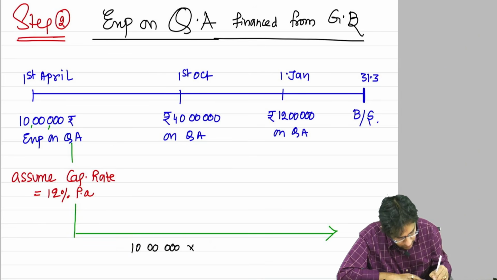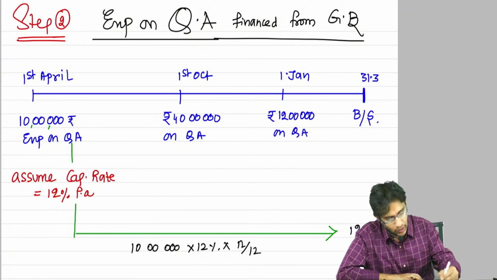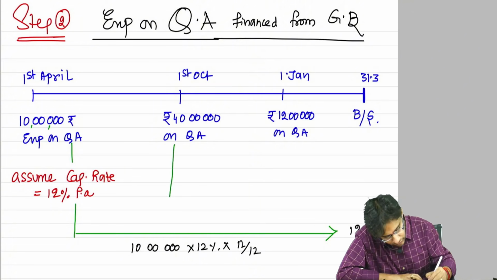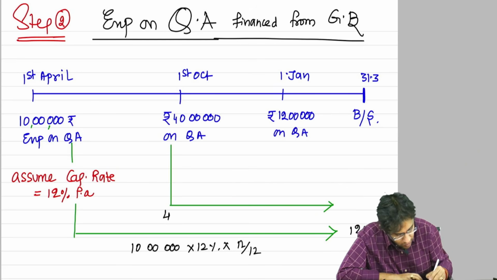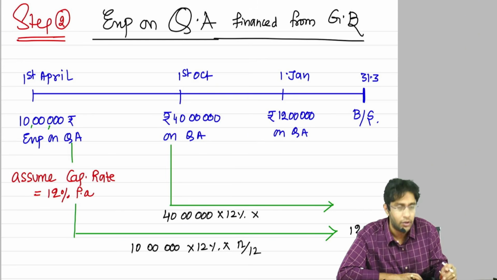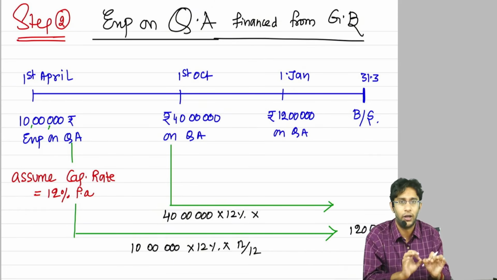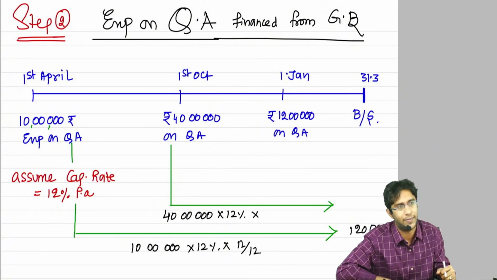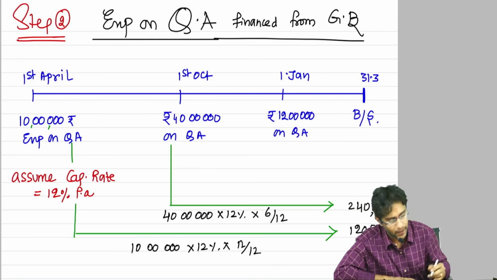10 lakhs into 12% into 12 by 12. How much is that? 1,20,000 rupees I can capitalize. Whereas on this, 40 lakhs into 12%, from 1st October onwards only spent now. So it's on general borrowing. Whenever you spend, from that day onwards only interest can be capitalized. So 40 lakhs into 12% into 6 by 12. So 2,40,000. Next.